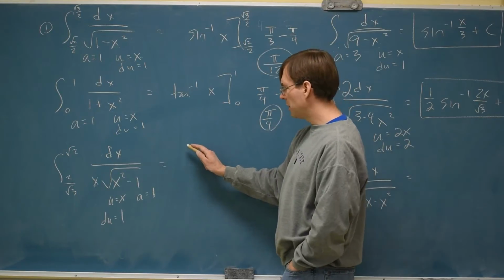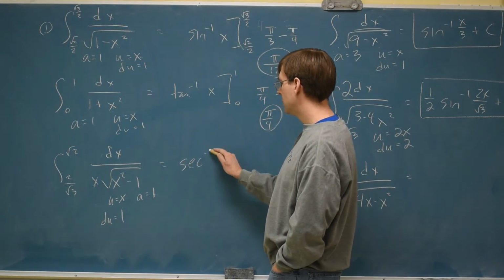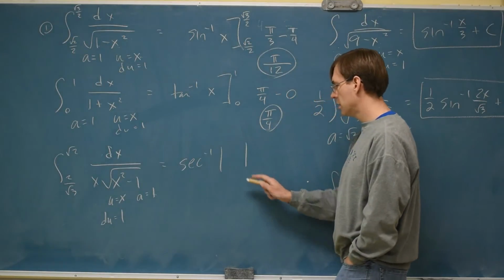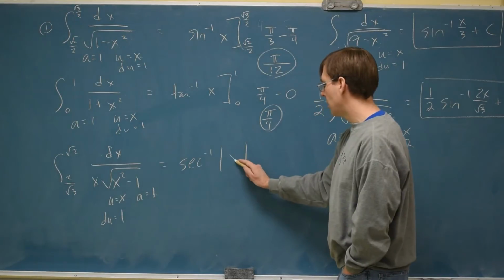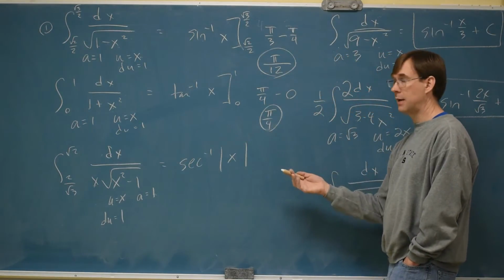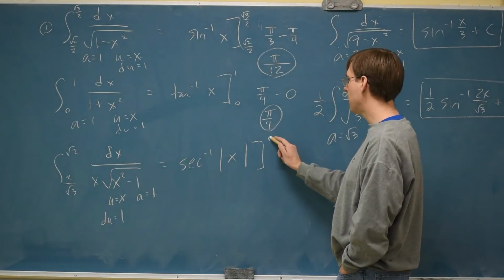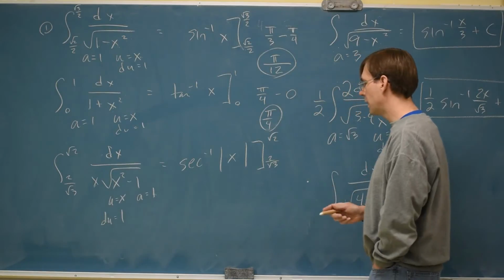So this answer would be 1 over a, which I'm not going to write 1 over 1. Secant, bars, I can go u over a, so x over 1. And if there weren't numbers there, I'd get plus c, I'd be out of it. But there are numbers there. So we're going to need to use our chart.